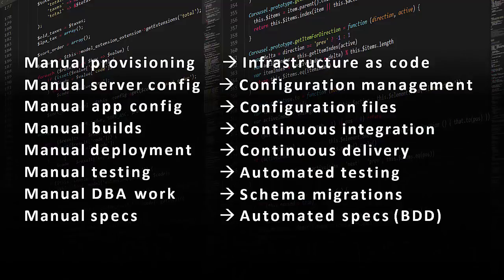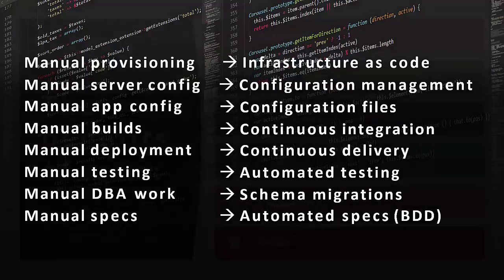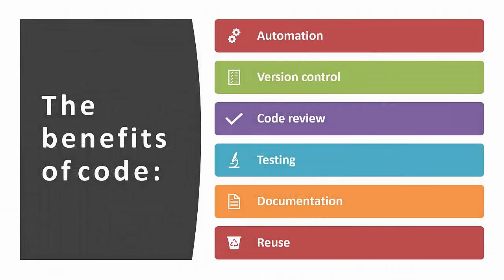Provisioning, configuration, application settings, building, deploying, testing, schemas, and documentation. All of these things, we want to get wrapped into code so that we can essentially repeat the processes. And why? Because we get all of the beautiful benefits of code. Automation, versioning, reviewing with our peers, testing to make sure that what we have actually works, documentation that is real, up to date, true, and tested. And of course, the icing on the cake, we get to reuse this stuff over and over.